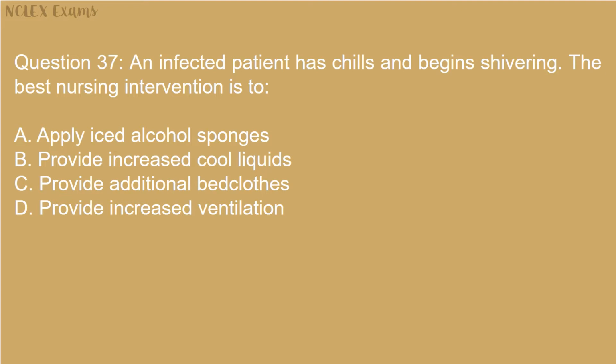Question 37. An infected patient has chills and begins shivering. The best nursing intervention is to: A. apply iced alcohol sponges. B. provide increased cool liquids. C. Provide additional bedclothes. D. Provide increased ventilation.